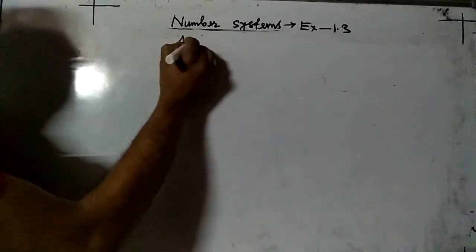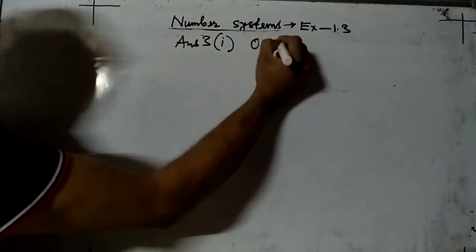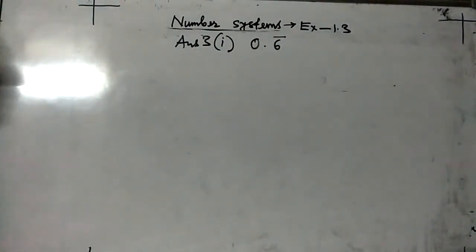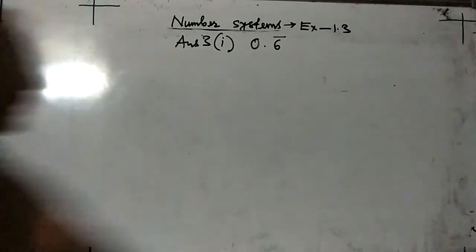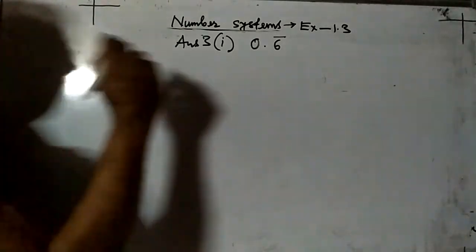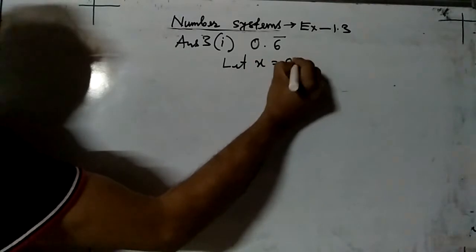So answer 3, first question. The question is to express this non-terminating decimal expansion in P by Q form. We know that terminating and non-terminating recurring decimal expansions are both rational numbers. A rational number can be expressed in P by Q form. So how can we express a non-terminating decimal expansion in P by Q form? Just try to learn. Let x equal 0.6 bar.